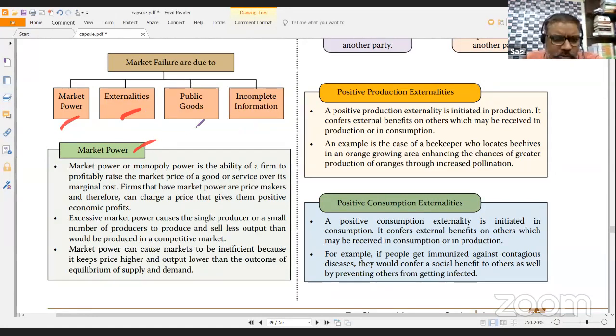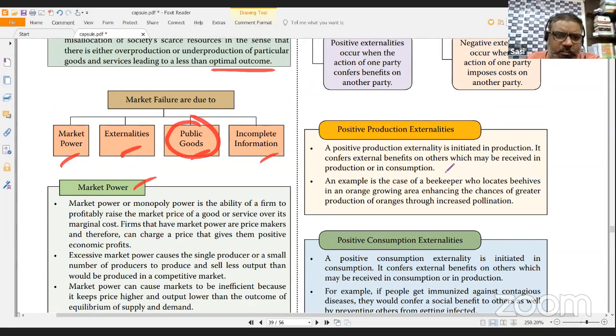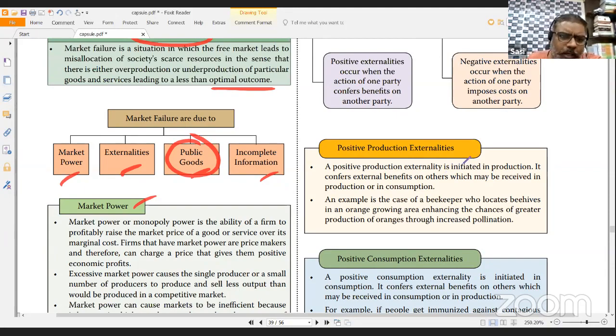So public goods is not market failure. Failure of market to provide public goods is market failure. Incomplete information is common in markets. That also leads to market failure. So these are each of the factors very important which lead to market failure.